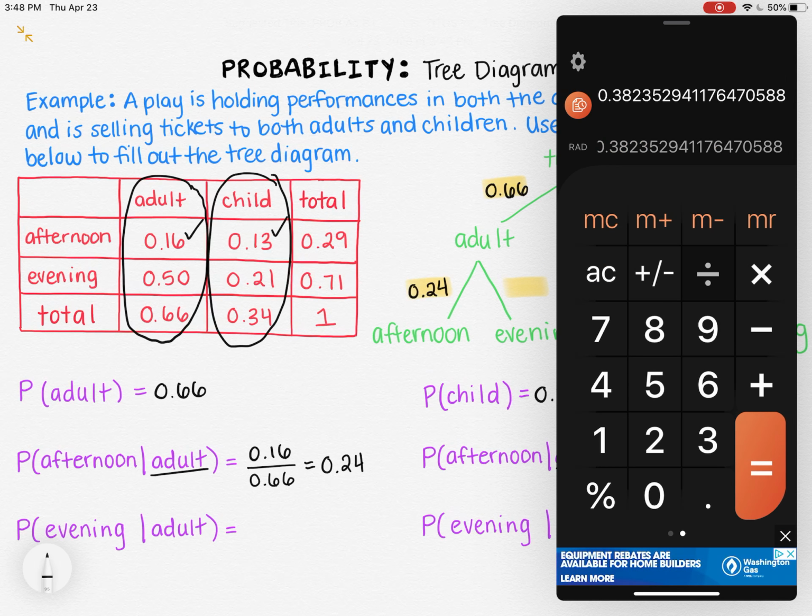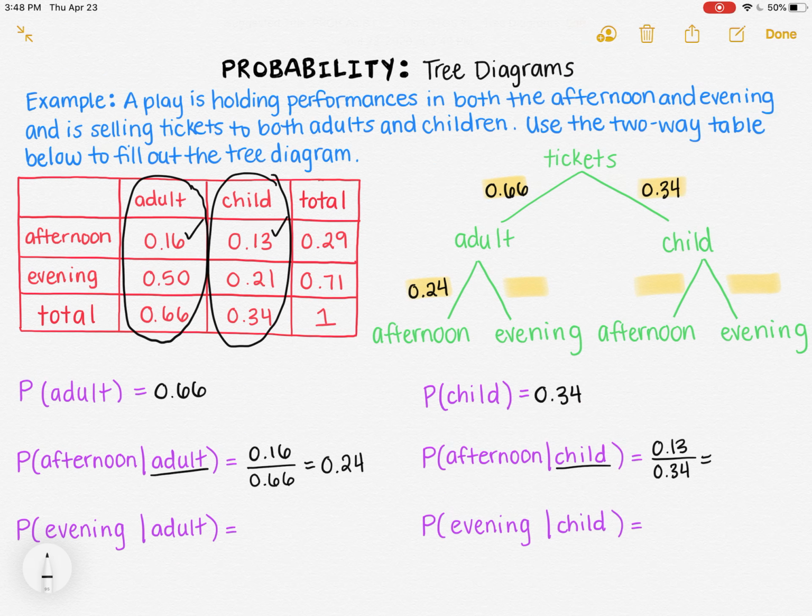Now I can put this in my calculator. 0.13 divided by 0.34 gives me 0.38. Now I can put that on the left branch underneath child, going to the word afternoon. Now we only have 2 more blanks to fill. We need to find the probability that a ticket is for the evening, given it's for an adult, and the probability that a ticket is for an evening, given it's for a child.